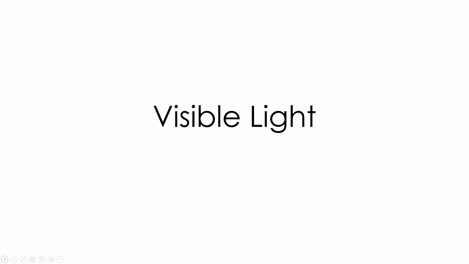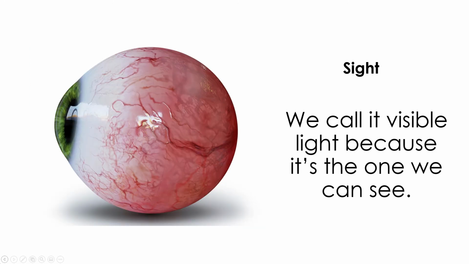Visible light. First of all, we have the obvious one, sight. We call it visible because it's the one that we can see, which is slightly arrogant because other creatures can see different frequency ranges. Butterflies and reindeer, for instance, can see ultraviolet light, and so we call it visible light simply because it's what we can see.